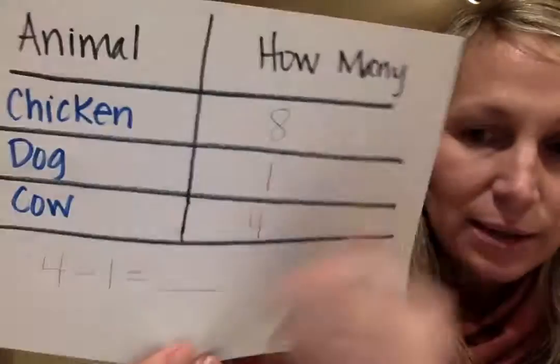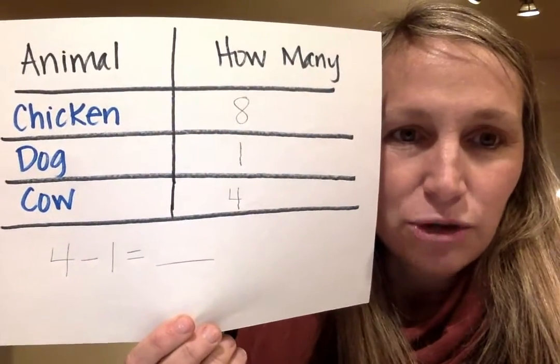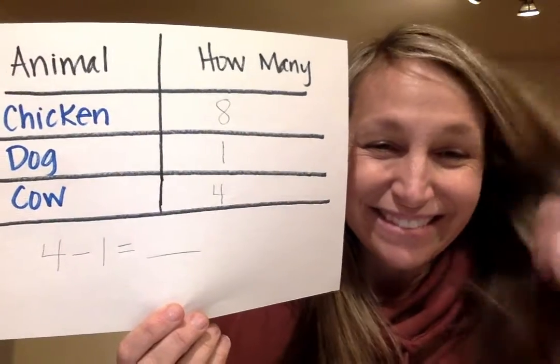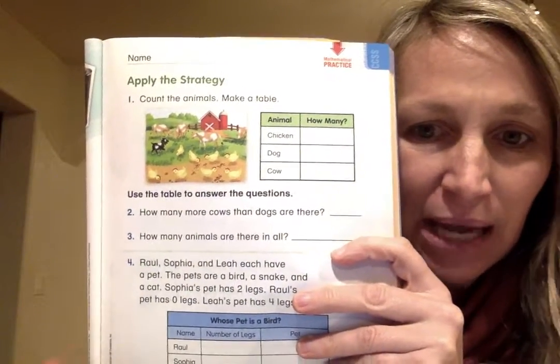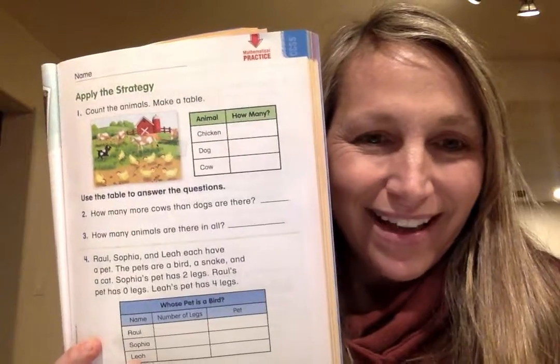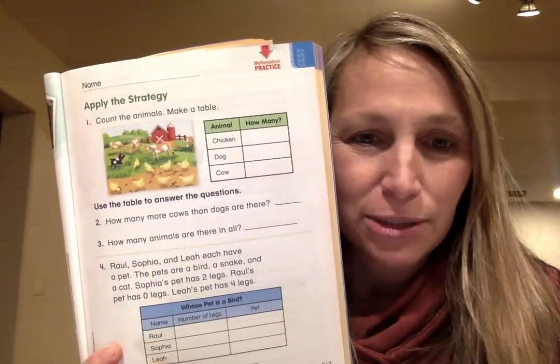So it would look like this. 4 subtract 1. What is 4 subtract 1? Yes! 3. Excellent. All right. And then this is kind of a tricky one. It says, how many animals are there in all? How would we figure that out? How would we know how many animals there are? There's a couple different ways you could do it.